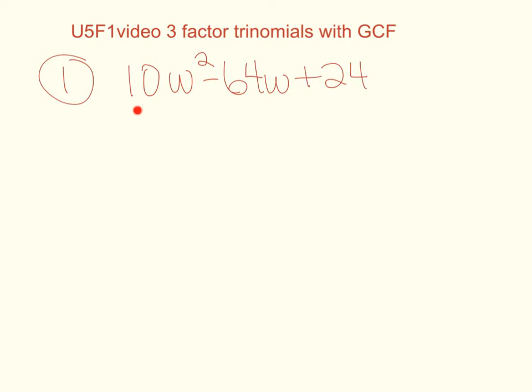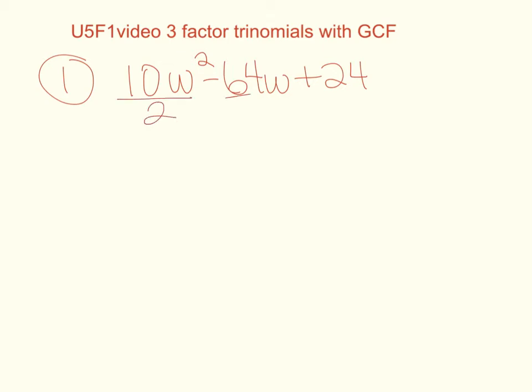And this is 10. So 1, 10, 5, and 2 will go into it. That should tell you that there is a number we have to factor out prior to doing our two parentheses and factoring the trinomial. So I have a 10, 64, and 24. The only thing I know that'll go into all of them is a 2. So I'm going to factor a 2 out.